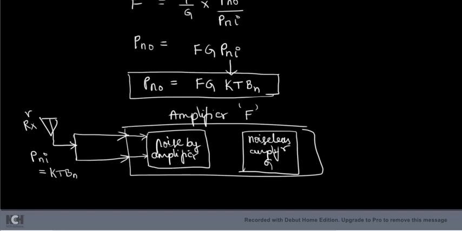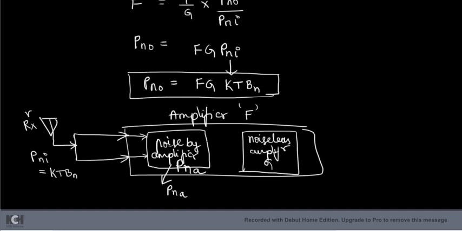Let me call the noise added by the amplifier PNA. What does PNA stand for? Once again I am writing here, this is called PNA. PNA stands for the noise power added by the amplifier, where A stands for amplifier. PNA stands for the noise power added because of the amplifier. So even your amplifier will add some noise, correct?